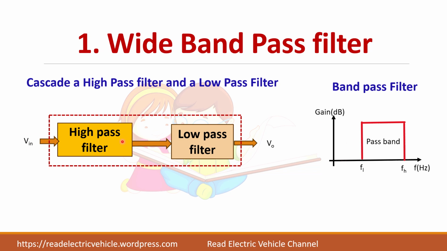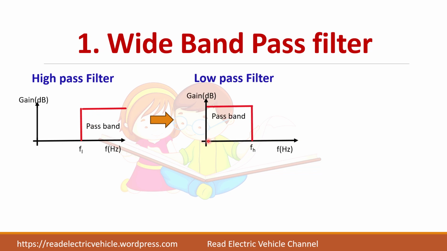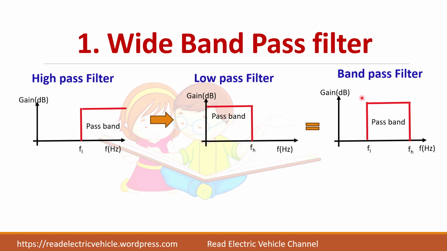So you need a high pass filter. You want to block the high frequency components also, so you need a low pass filter. By cascading these two filters, you can get a wide bandpass filter. This is the characteristic of a high pass filter, which allows only high frequency components greater than the cutoff frequency FL. Then you cascade this with a low pass filter, which will not allow the high frequency components. It allows only the low frequency components. So finally you will get a bandpass filter.